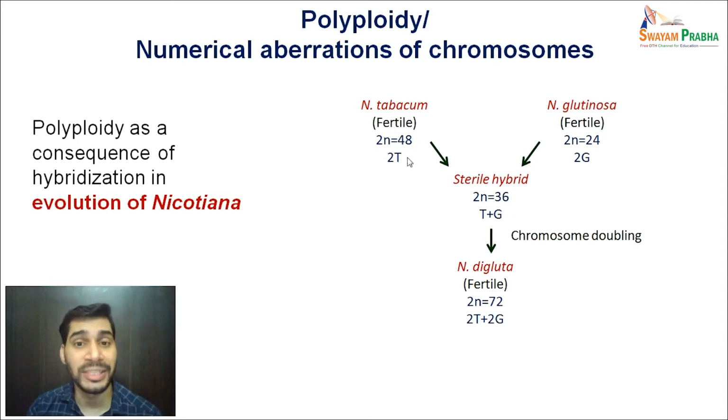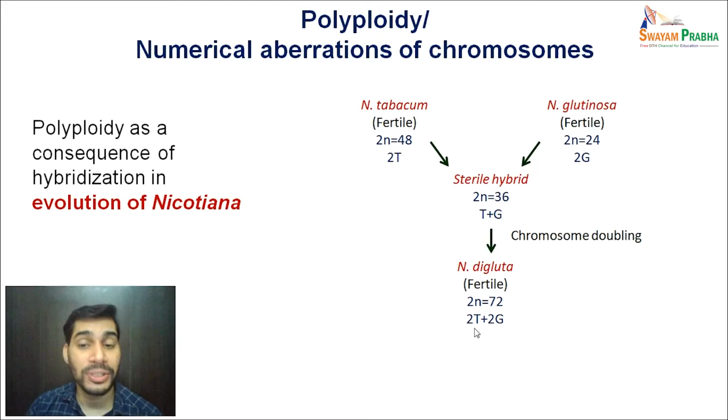So from this diploid 2T, a haploid set is coming here. That means 24 chromosomes from here. This diploid gives a haploid set of 12 chromosomes here. In total, it makes 36 chromosomes. There is a chromosomal doubling here, which gives rise to Nicotiana digluta, which is a fertile organism, but the chromosome number has increased to 72.